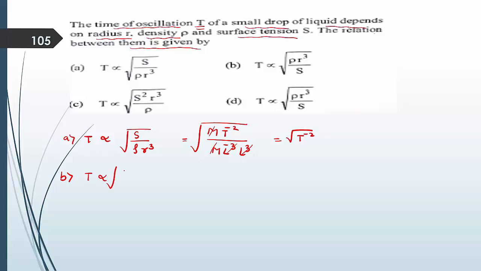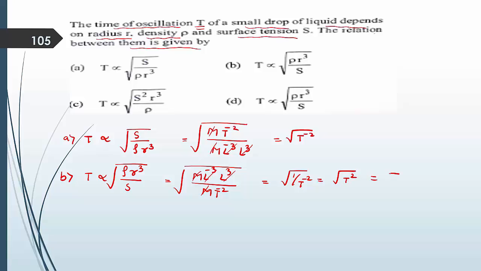T is proportional to root of rho r cube divided by S. Again substitute the values. Density is M L raised to minus 3, into L raised to 3, divided by S, which is M T raised to minus 2. Now we will get the answer. M and M will get cancelled. L raised to minus 3 plus 3 will get cancelled. Root of 1 by T raised to minus 2. That means T raised to plus 2, T square is equal to T. So we got the answer.